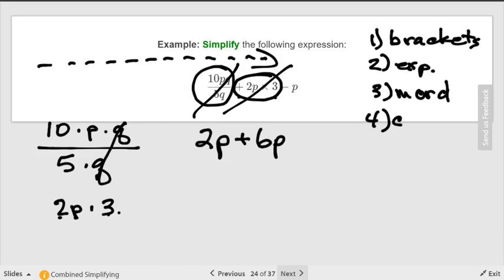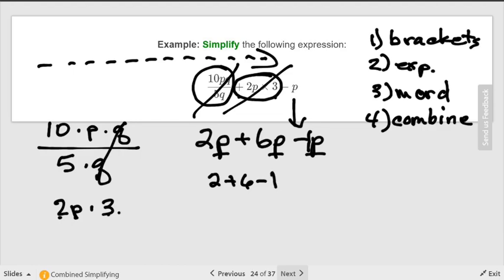The next thing I need to do is simply combine. And so I'm just going to bring down that minus P, because it didn't change. We didn't multiply or divide with it. Now what do you notice though? They're all what kind of terms? P terms. So can I combine them if they're all P terms? Yes, I can. So 2 of them plus 6 of them minus, how many are here? 1 of them. So 2 plus 6 is 8. Minus 1 is 7. 7 what? P. There you go.